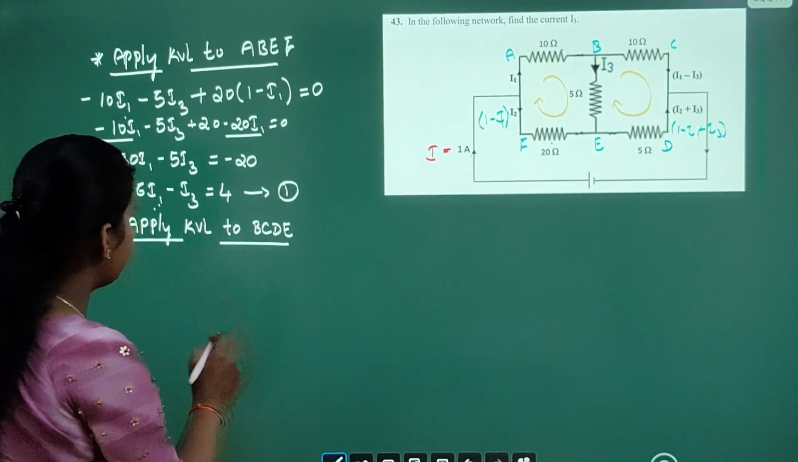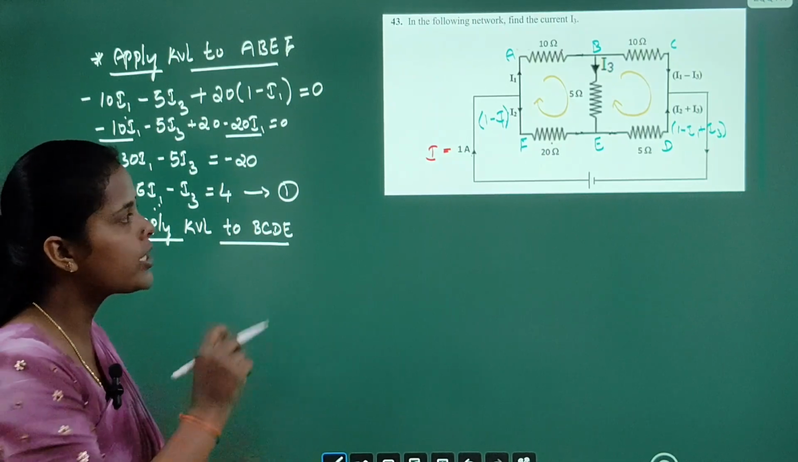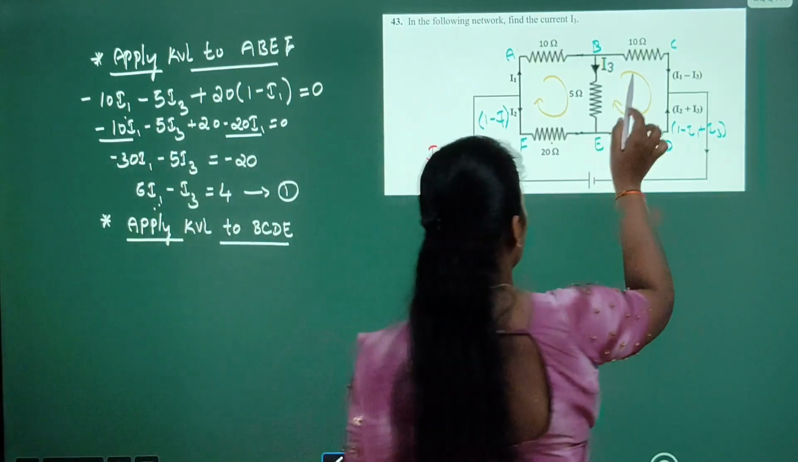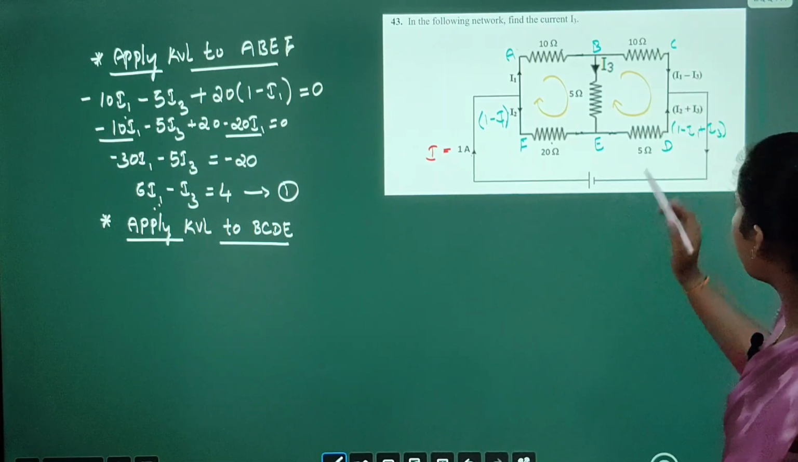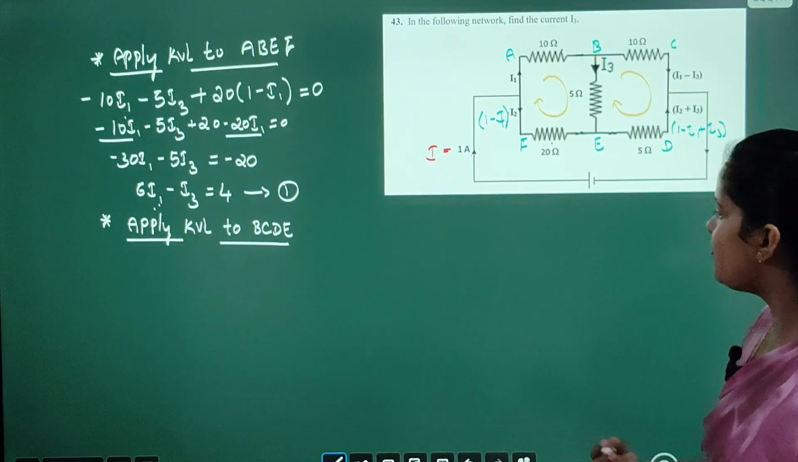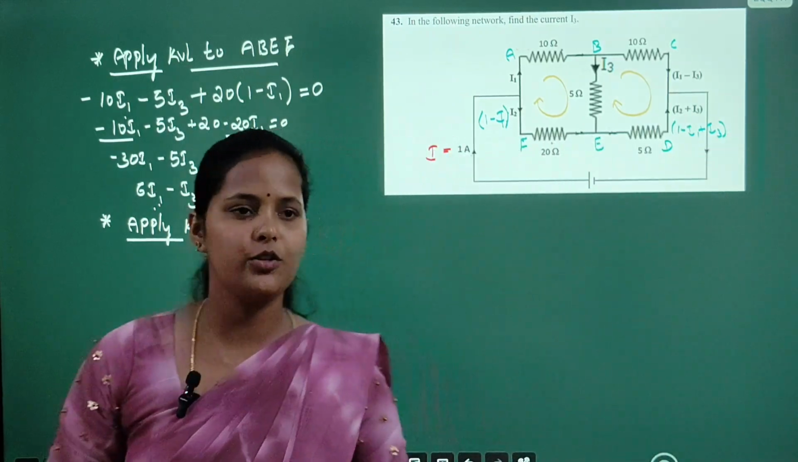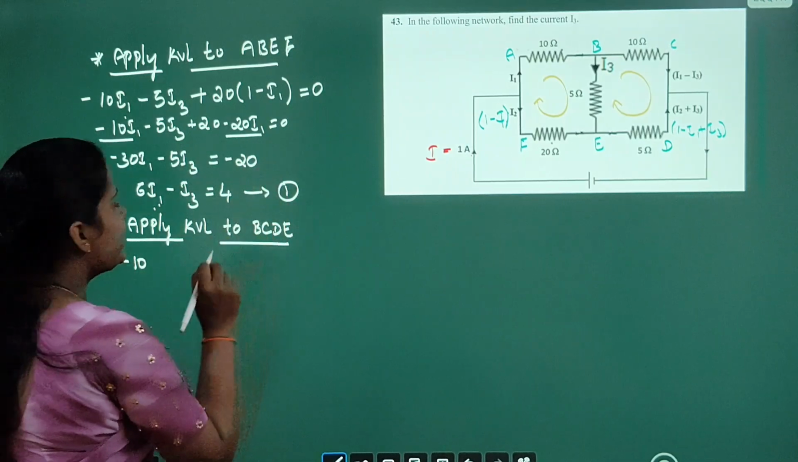First, branch BC: the current flowing in this branch is I1 minus I3. The resistance is 10 ohm. The I1 minus I3 current is flowing in this direction. The current direction and the loop direction are both the same, so we can easily take the negative sign here. So what will come? Minus 10. What is the current here?